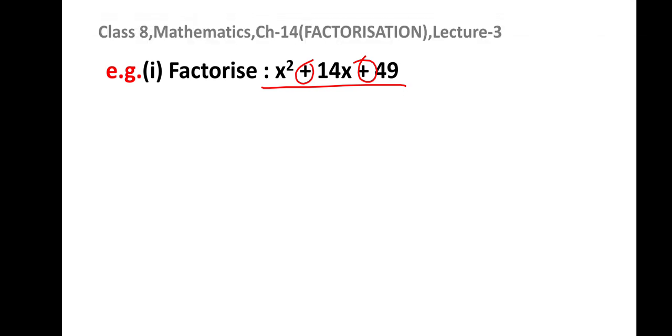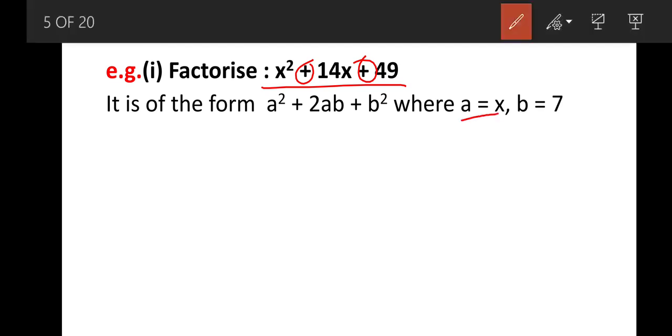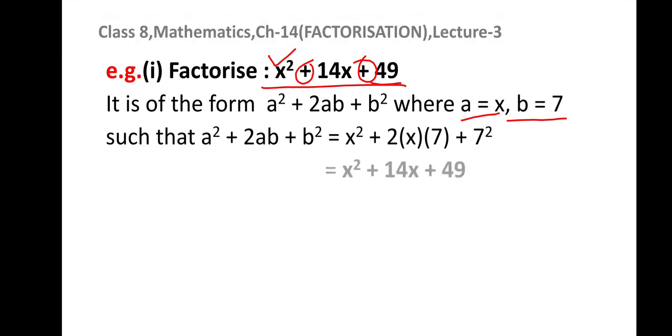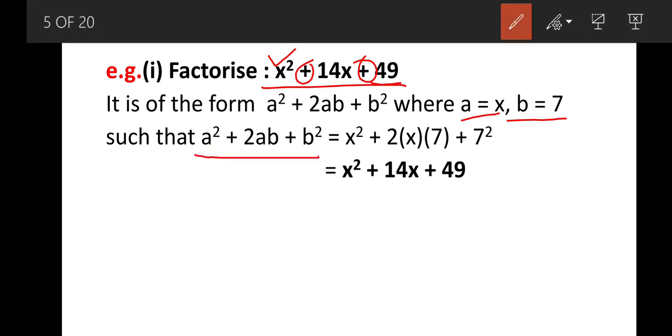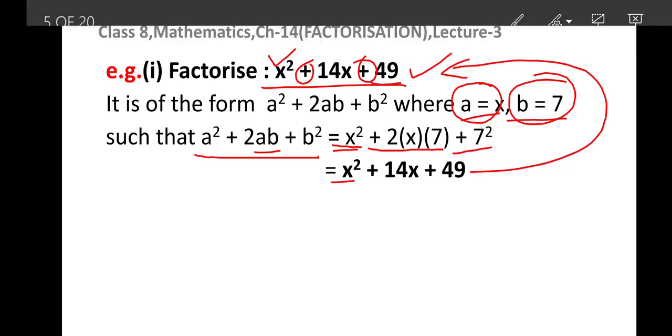So this is of the form a square plus 2ab plus b square. And let us see now what is a and what is b so that we can get the factors. It is of the form a square plus 2ab plus b square, where a is equal to x. It is clearly visible, a square, that is x square. 49 can be written as 7 square, so we have written b as 7, such that a square plus 2ab plus b square is equal to this. A here is x, b here is 7 because 7 square is 49. So wherever a is present we have written x, wherever b is present we have written 7. So a square plus 2ab plus b square is equal to this given expression, that is x square plus 14x plus 49.